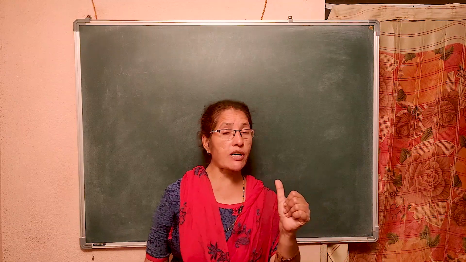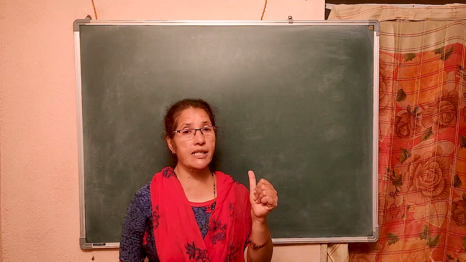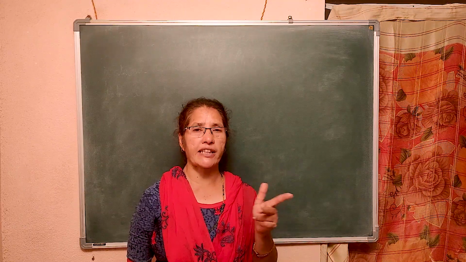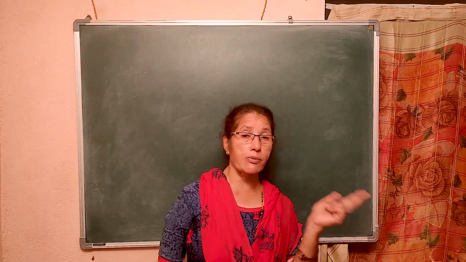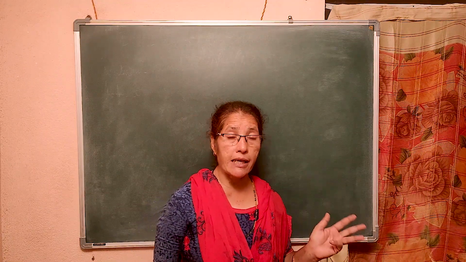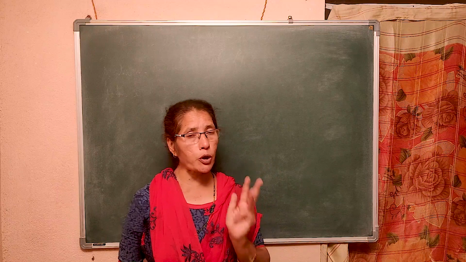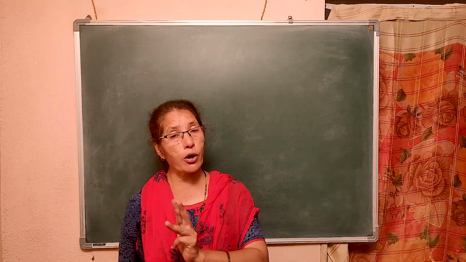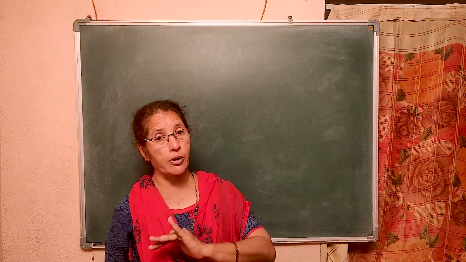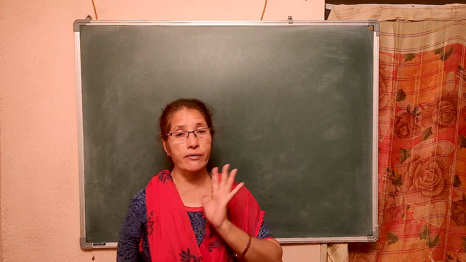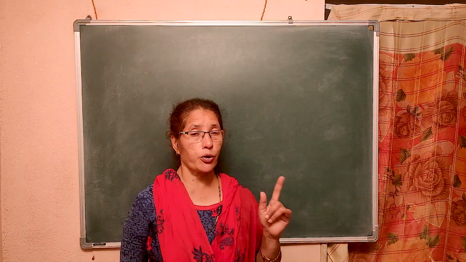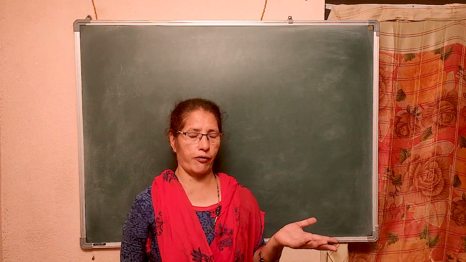First is natural numbers. What are natural numbers? Numbers which start from 1. After that, whole numbers, which start from 0. After that, integers: negative numbers, positive numbers along with 0. After that, rationals. Any number which can be written in the form of p by q, where p, q belong to Z and q is not equal to 0. That means p can be positive, it can be negative, along with 0. But q cannot be 0. If q is 0, it is not a defined form.